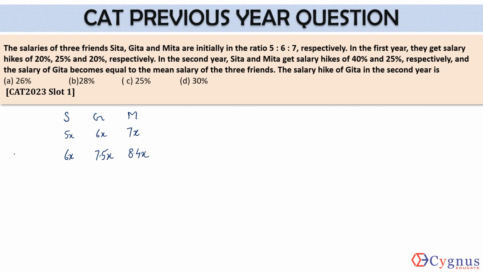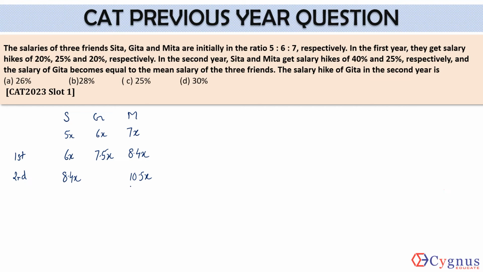In the second year, this is all about the first year. Second year, what happened? Sita and Meeta, that means you need to skip Geeta here. Sita and Meeta get salary hikes of 40% and 25%. 6x when increased by 40%, that means I need to add 2.4x here, so it becomes 8.4x. And Meeta gets a salary hike of 25%. 25% of 8.4 would be 2.1. So effectively, this becomes 10.5x.